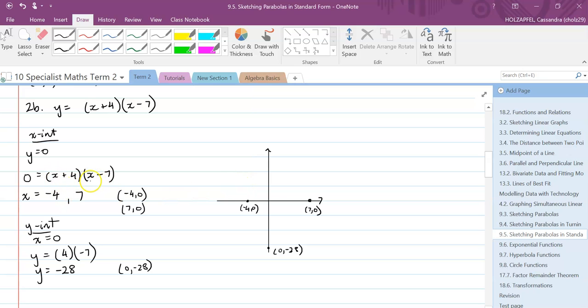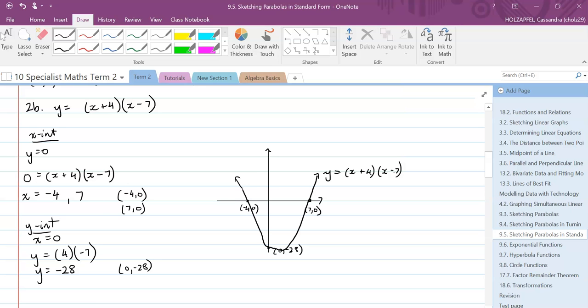Now looking at my coefficient of x squared, I can see that this is going to be a happy face parabola because the coefficient there is positive. And again, we could, if we wanted to, find the turning point to get a really accurate looking graph, but I'm just going to leave this as it is. And we'll just make sure we pop the function on there too for this one. Okay, and there we go. That's all we need to do.